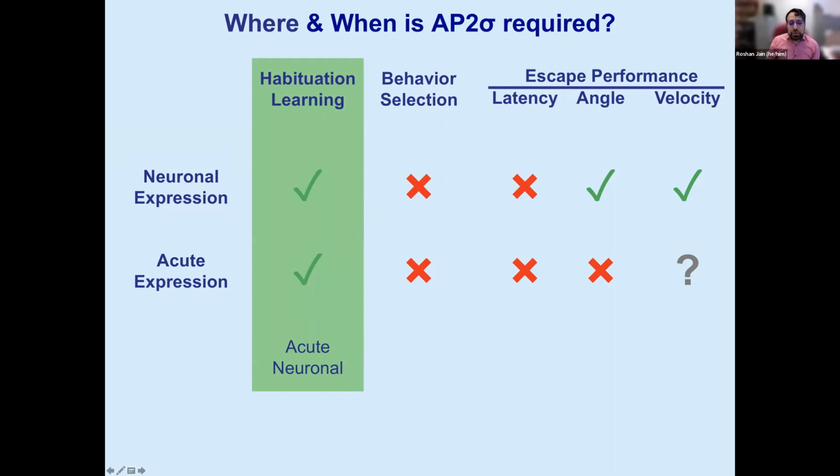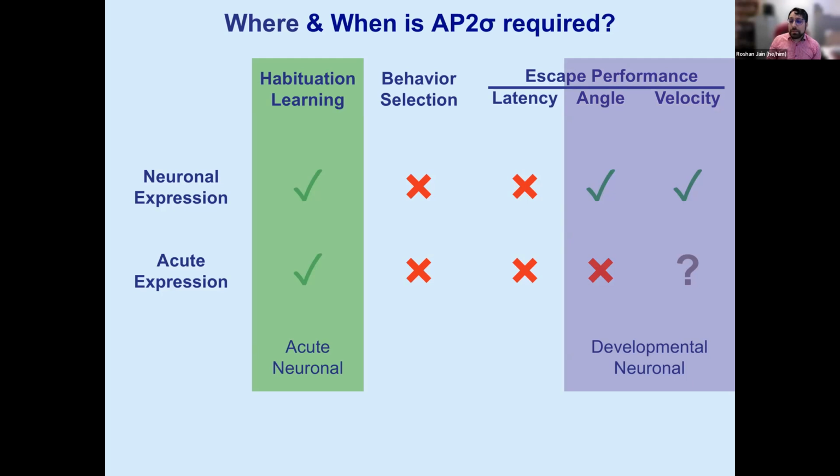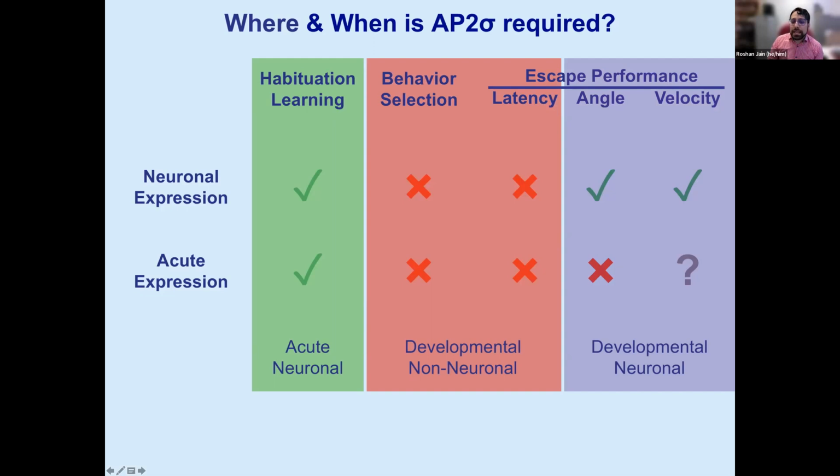There seems to be an acute neuronal role by which it regulates habituation learning. And then there seems to be a developmental neuronal role by which it regulates the vigor and the angle and velocity of escape performance. Whereas the behavior selection and latency of their escape performance seems to be regulated at a developmental time point and non-neuronally, so outside of neurons.